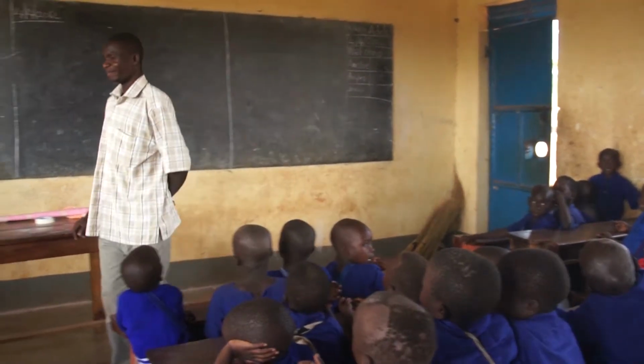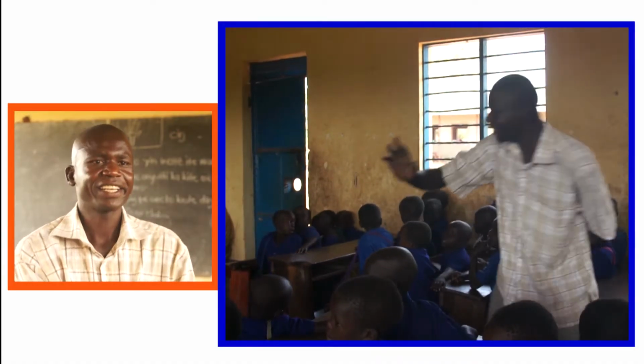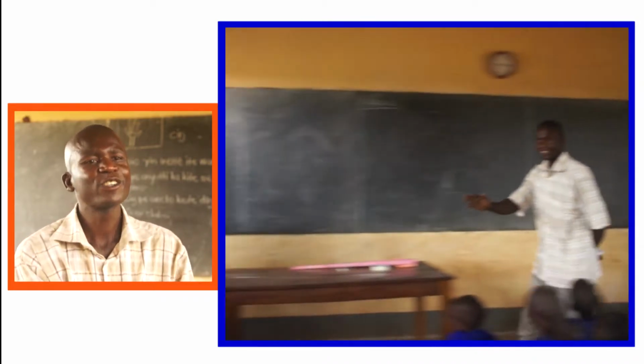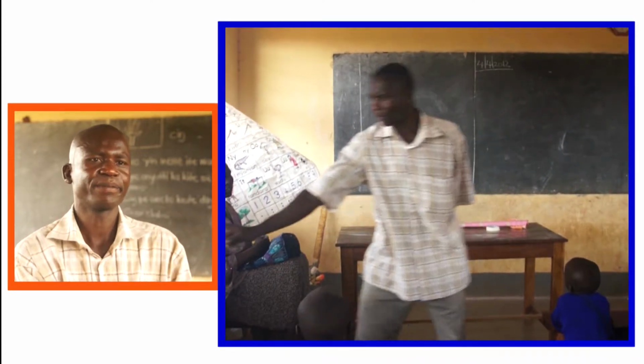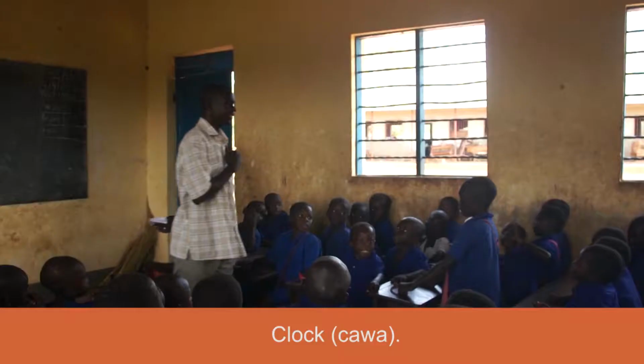And the person who gets that one correct, you ask him or her also to look around and say an object in the classroom that begins with the sound he has seen.